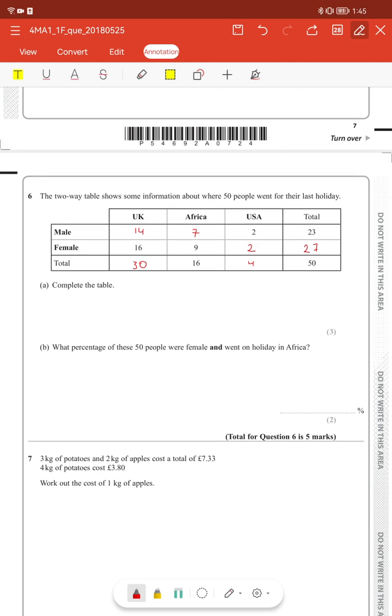What percentage were female and went on holiday to Africa? So female and Africa is going to be 9 of them. And it's going to be 9 out of 50. It's asked for a percentage. So times it by 100, which would be 18%.